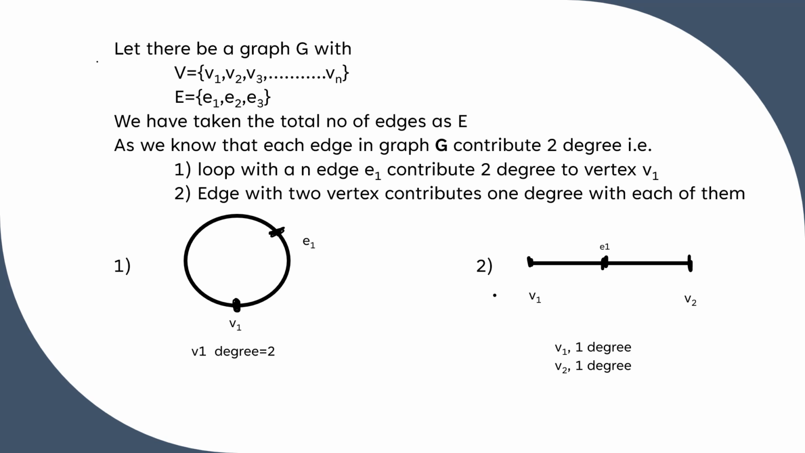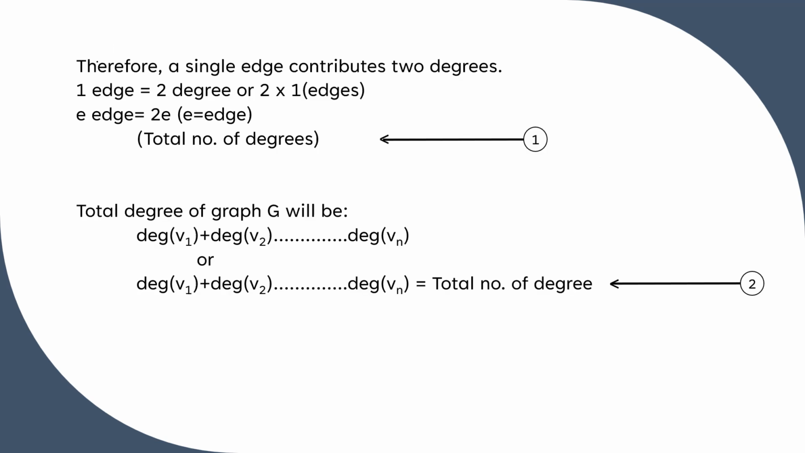As we know, each edge in graph G contributes 2 degrees. That is, a loop with an edge E1 contributes 2 degrees to vertex V1, and an edge with two vertices contributes 1 degree to each of them. Therefore, a single edge contributes 2 degrees. One edge is equal to 2 degrees, so e edges is equal to 2 into e, that is, 2e is the total number of degrees. Let it be the first equation.